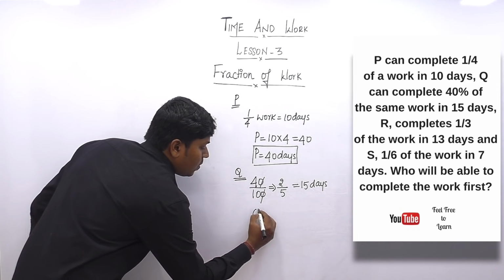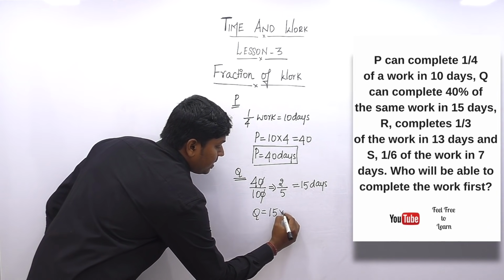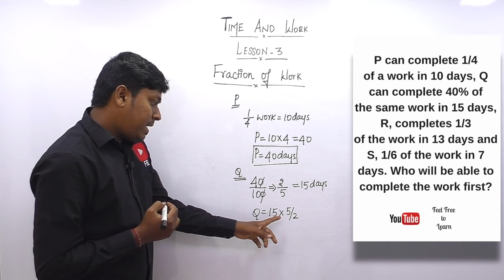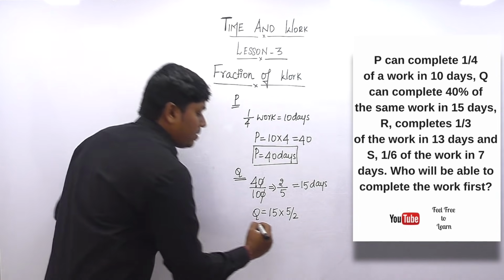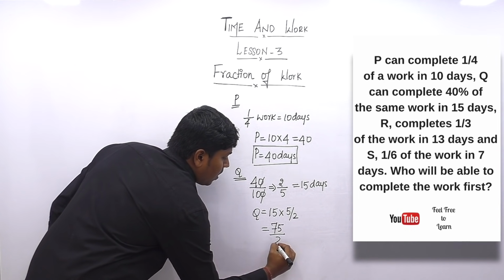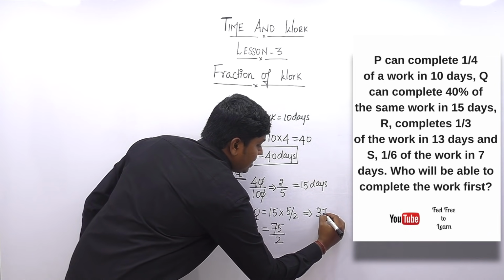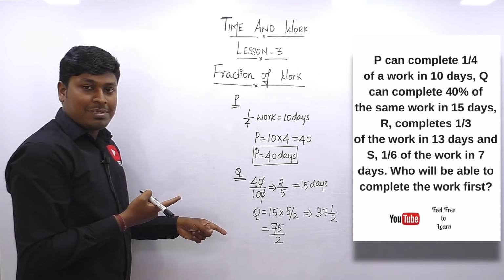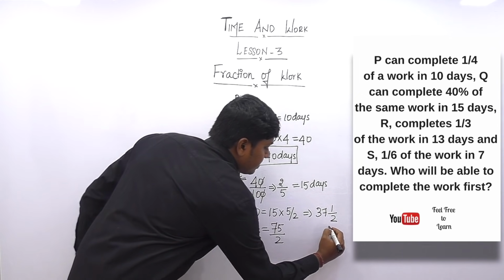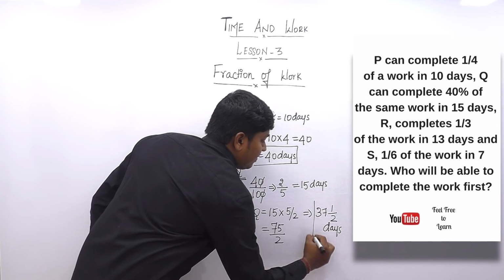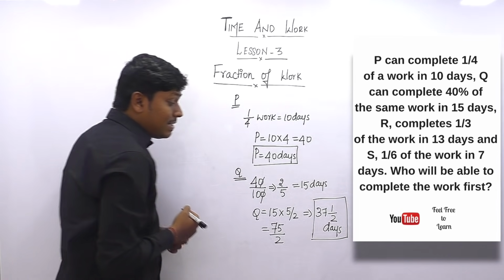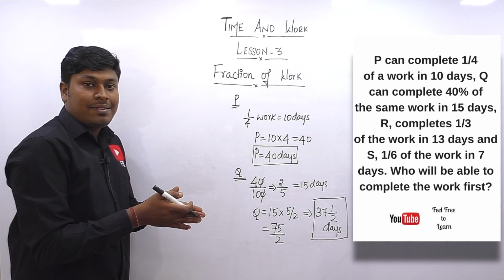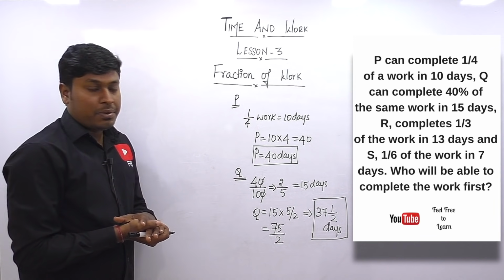So we can say that Q alone can complete the piece of work in 15 times the reciprocal of this number, which will be 5 by 2. I think 15 into 5 will be 75. So 75 by 2, or otherwise this can be written as 37 1 by 2, because when you divide 75 by 2, you get 37. So 37 1 by 2 days. So finally we can say that Q alone takes 37 1 by 2 days to complete a work. 1 by 2 meaning is half a day. So 37 plus half day he took to complete a work.